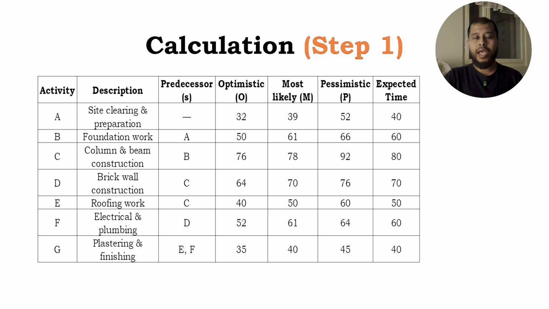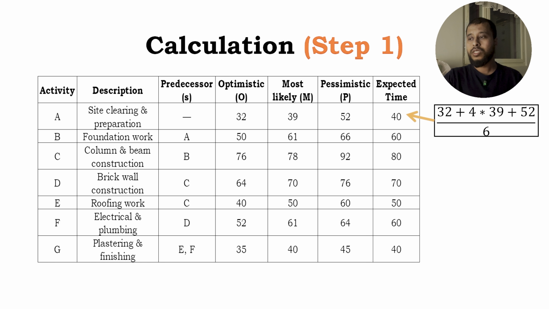For our example, activity A, site clearing, has O 32, M 39 and P 52. So the expected time is 40, which is 32 plus 4 times 39 plus 52, divided by 6. We do this for all activities like B equal to 60, C equal to 80, D equal to 70, E 50, F 60 and G 40.